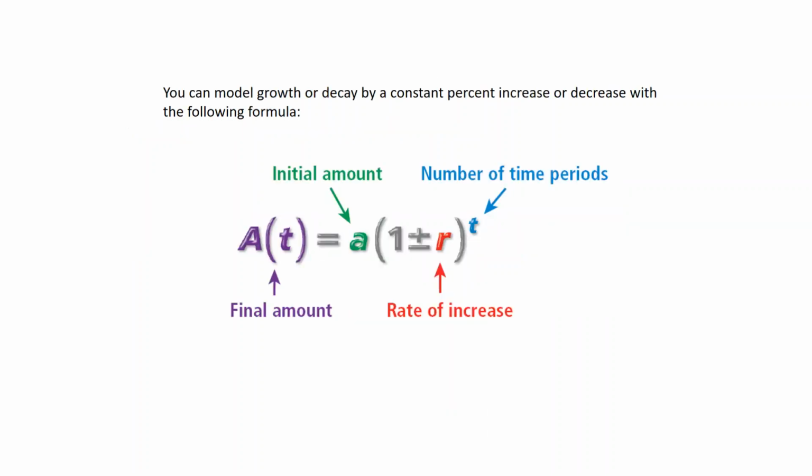All right, you can model growth or decay by a constant percent increase or decrease with the following formula. You may want to write this formula down and have it in your notes. This is our final amount, our y, and it's dependent on my variable t. Here, this is the initial amount that you start out with, and this is the rate of increase, our r. Whether it's increasing or decreasing will depend on whether it's a plus or minus. And my t is going to be the number of time periods. So the final amount is going to be dependent on my time.